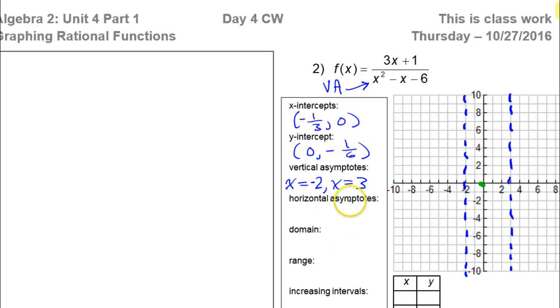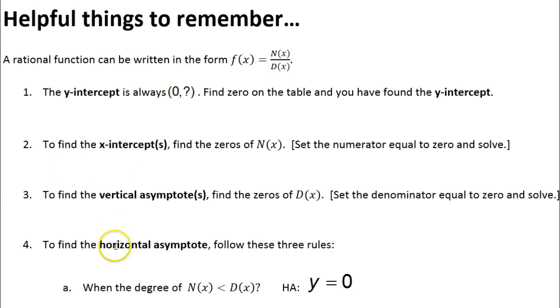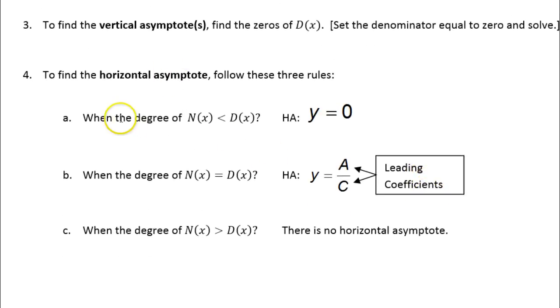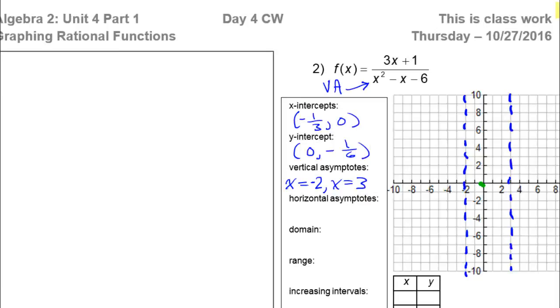Okay, now it's time for horizontal asymptotes. So horizontal asymptotes, you have to follow these 3 rules. Horizontal asymptotes depend on the degree of the numerator and how it compares to the degree of the denominator. If the degree of the numerator is less than the denominator, then it's y equals 0. If the degrees are equal, then it's y equals a over c, where a and c are the leading coefficients. If the degree of the numerator is greater than the denominator, then there is no horizontal asymptote. So it's all about the degree.